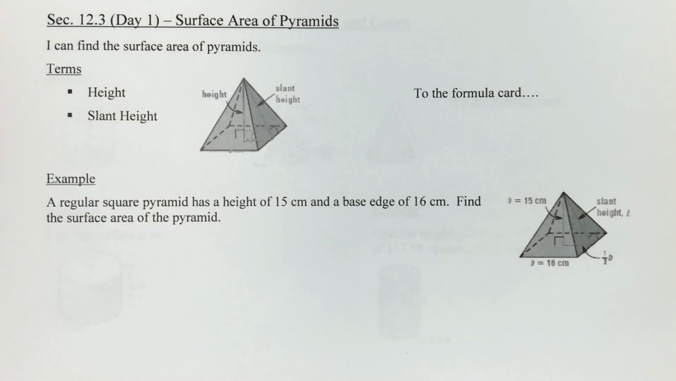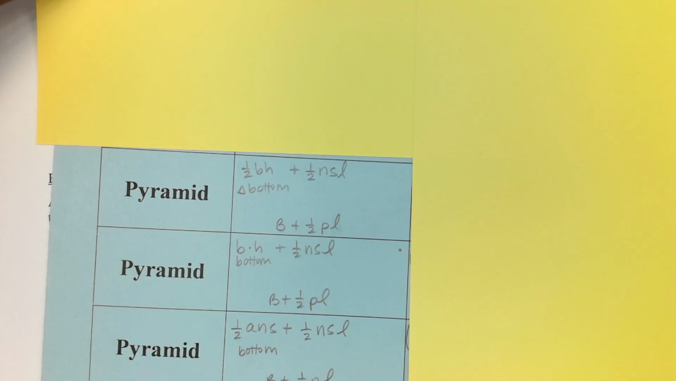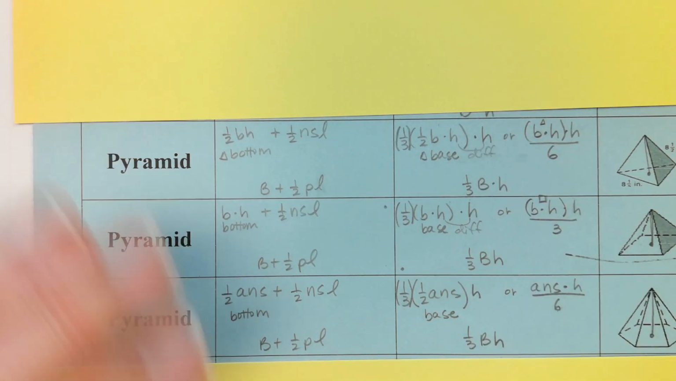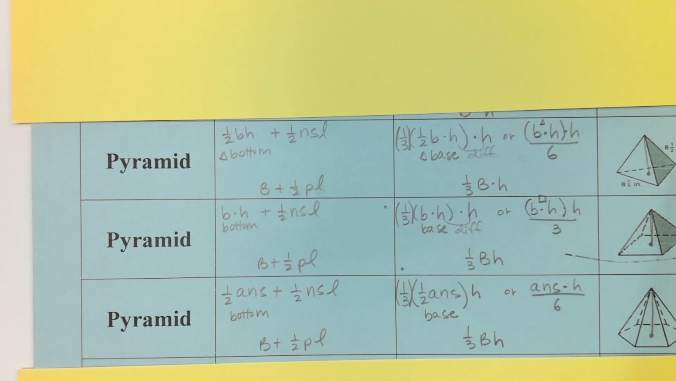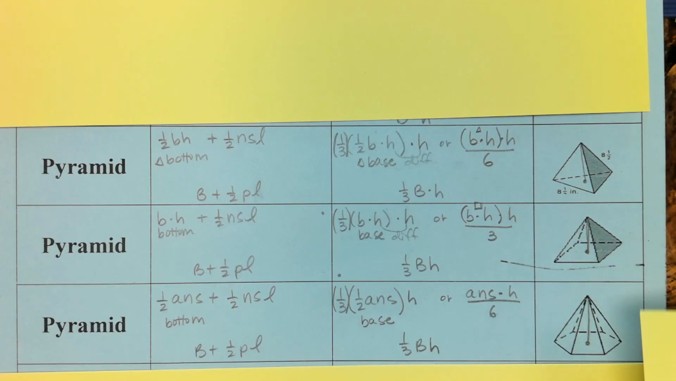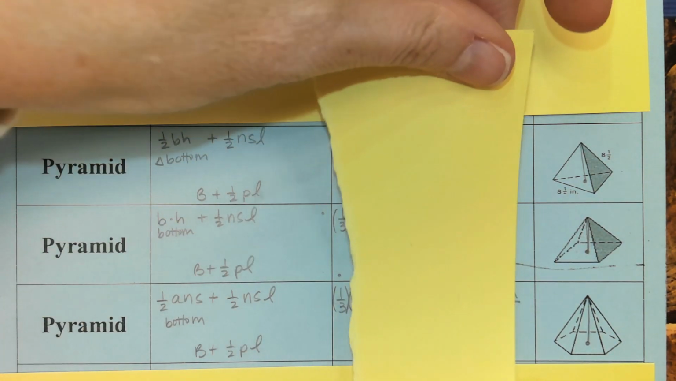So let's go to our formula card. Let's talk about all of the different types of pyramids that we're going to be doing the surface area of. I'm just kind of blocking out the others so that you get focused on just the ones we're going to be doing here. These are the volumes. Don't pay attention to that. But these are the three we're going to be doing. We've got our triangular pyramid, our rectangular pyramid, and then our n-gon pyramids.